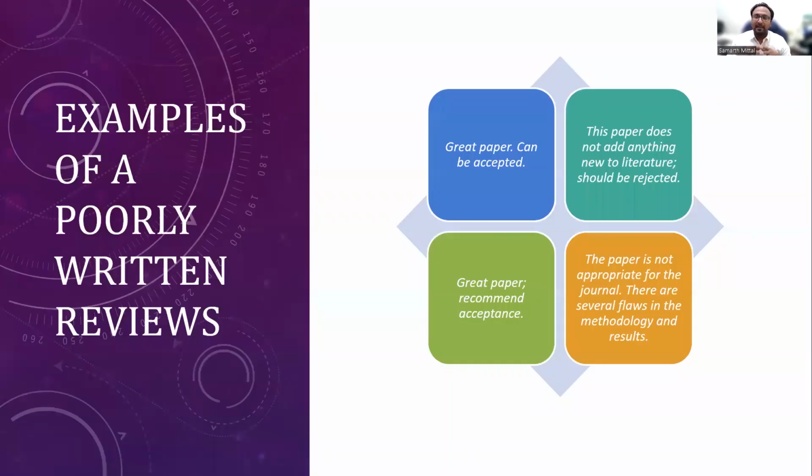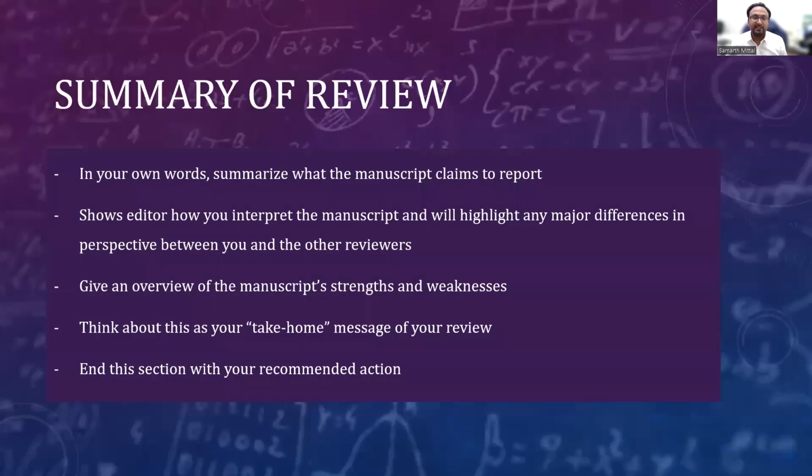Now, examples of a poorly written review are: great paper, can be accepted; great paper, recommend acceptance; this paper does not add anything new to literature, should be rejected; this paper is not appropriate for the journal; there are several flaws in methodology. These are not of much relevance in the decision-making process, because they are just statements and they are not backed by any reasoning. We need to give a reason why the manuscript is good or bad, or if there is any flaw or concern with the manuscript. That needs to be detailed. While writing the summary of the review, you should write it in your own words.